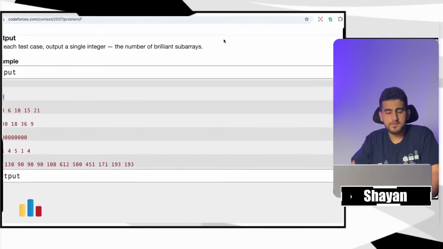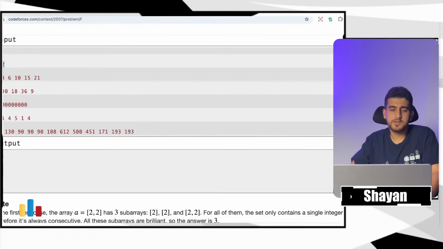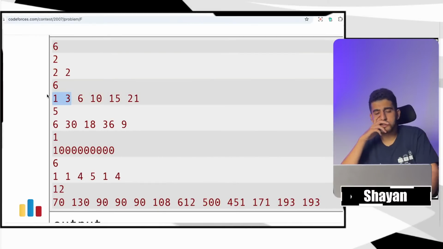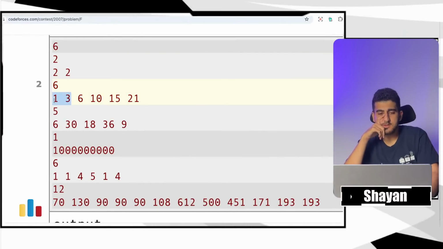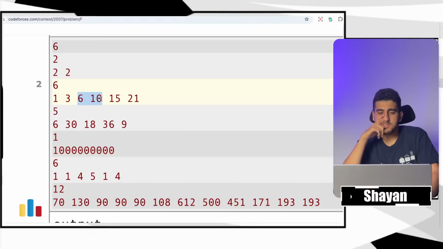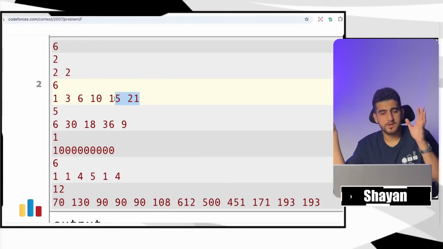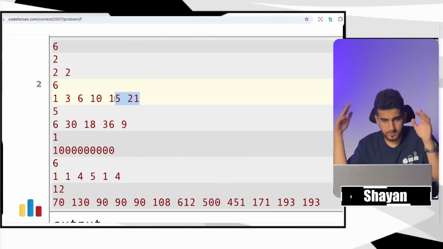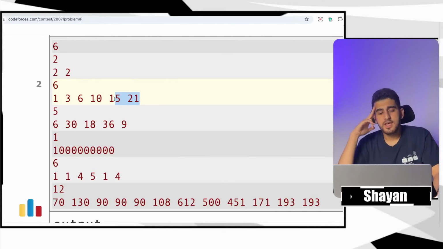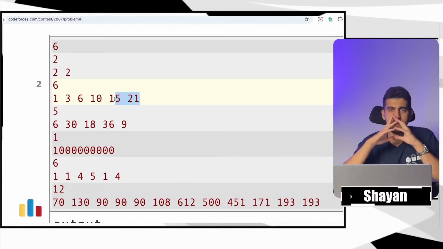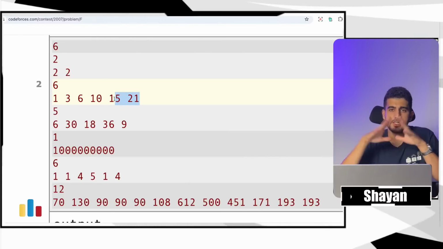Well, in problem F, if you consider the differences between each two consecutive numbers, for example, the difference between these two is 2, between these two is 3, these two is 4, these two is 5, these two is 6. So our difference array is going to be 2, 3, 4, 5, 6. And then you want the number of intervals in this array such that their GCD is equal to 1.